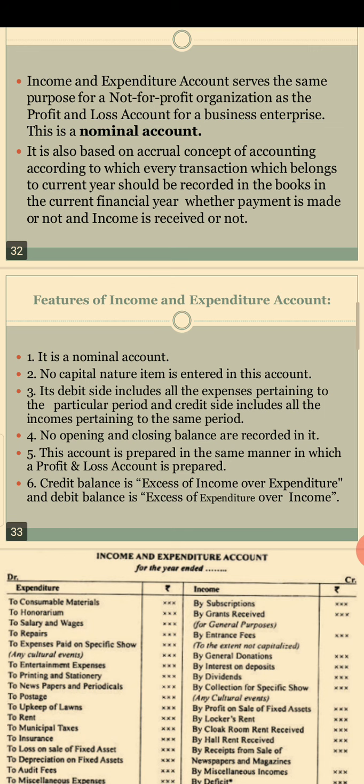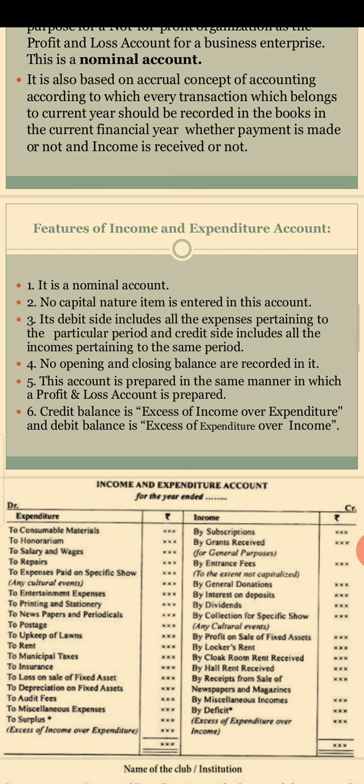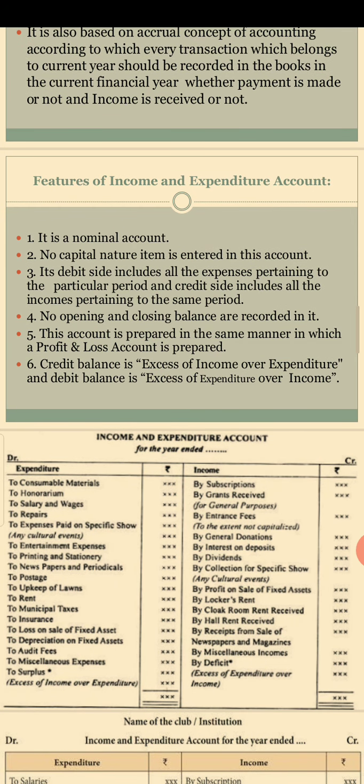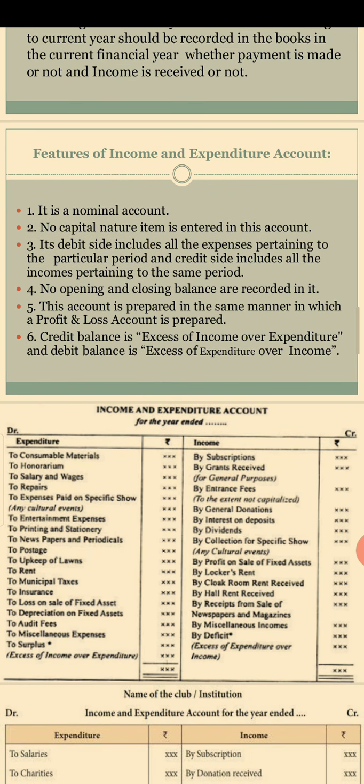There are features of the income and expenditure account also. Six features are there. First, it is just like a nominal account. Point number 2, no capital nature item is entered into this account. Just recently I explained that only revenue expenditures and revenue incomes are considered while we prepare the income and expenditure account. Capital nature transactions are not accepted in this account. Point number 3, its debit side includes all expenses, as you know, and the credit side includes all the income.